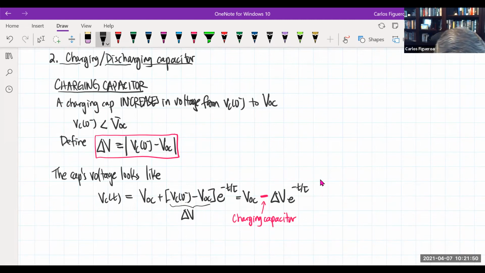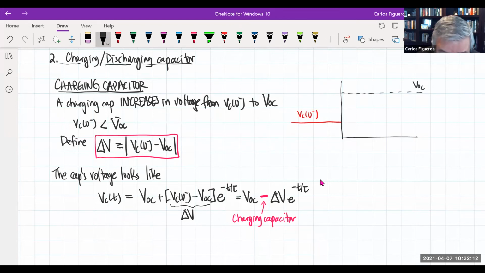So picture-wise, what does this look like? Well, it looks like this. In the picture that I'm going to draw, you could imagine that I'm coming in at some initial voltage, and then I'm going to charge up to a voltage here. This line represents VOC. So what's going to happen? As soon as the switch gets thrown, this charges up to that right there. So let's be real careful here.